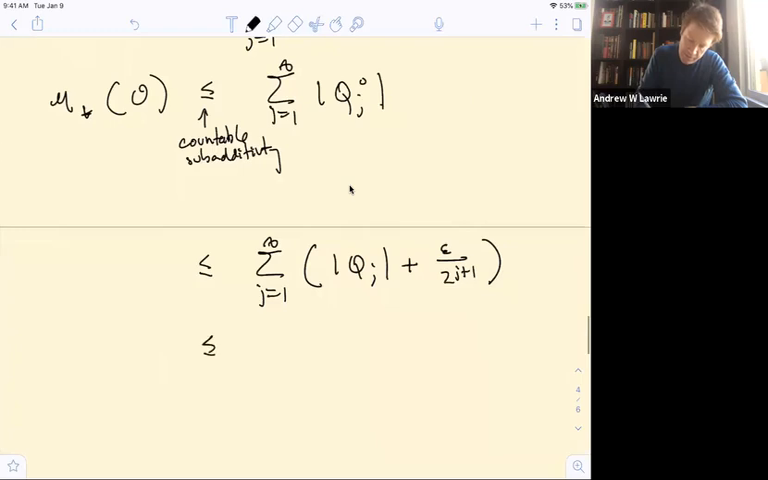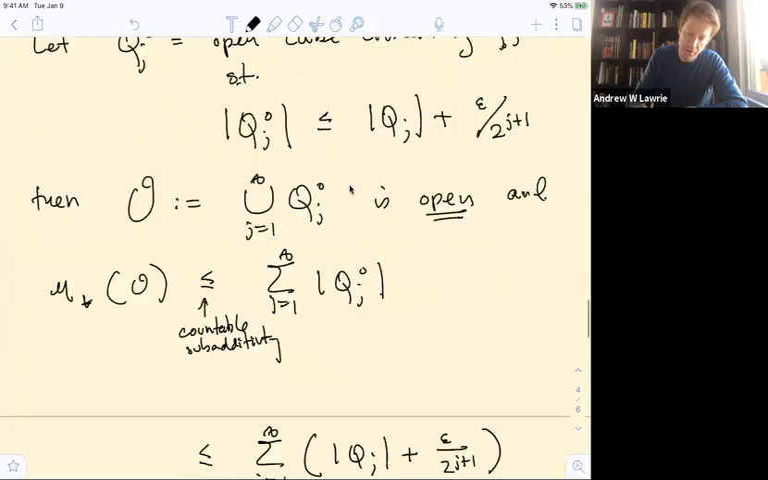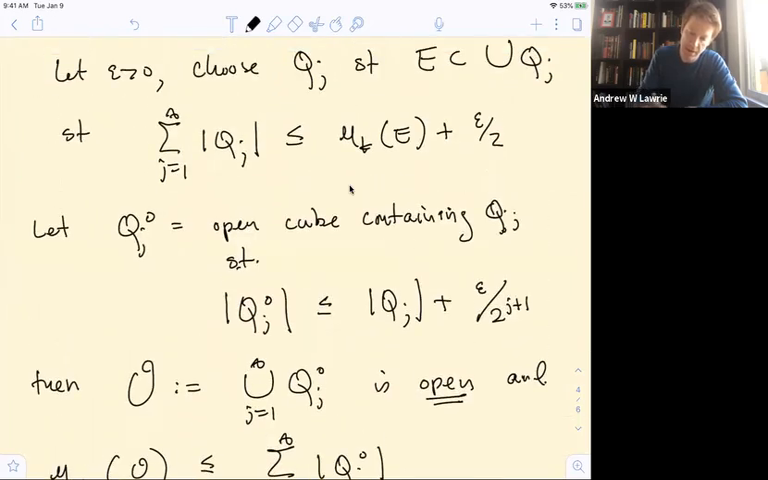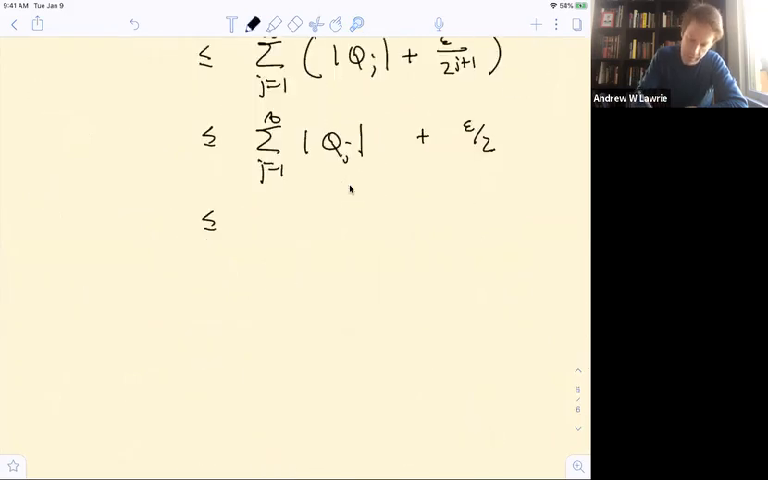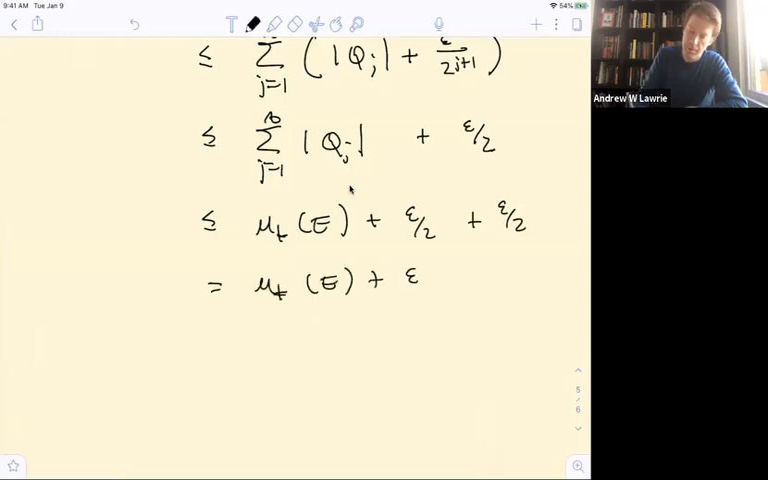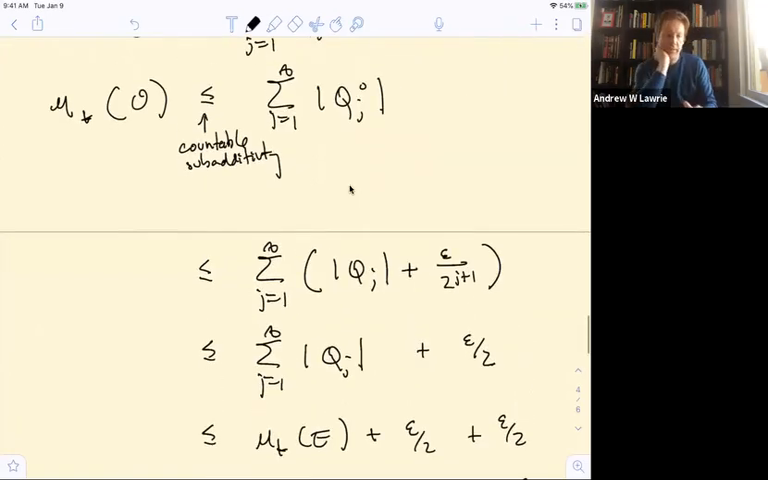which is less than or equal to the sum from j equals 1 to infinity of the volumes of the Qj's plus epsilon over 2, which is less than or equal to, by construction, remember I chose these Qj's in the outset to satisfy this property, so I had another epsilon over 2 there, μ*(E) plus epsilon over 2 plus this other epsilon over 2. Again, this holds for every epsilon bigger than 0.